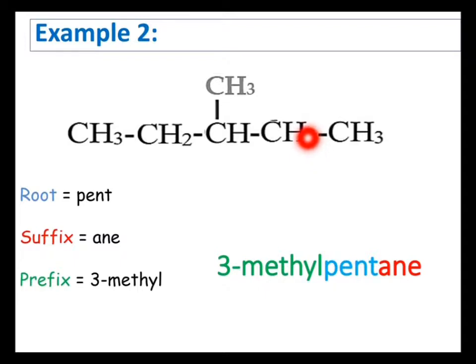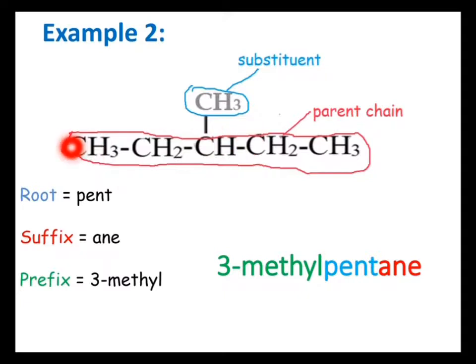Okay, so here we have our second example. Alright, so once again you have to check your parent chain. So you can start counting from here. 1, 2, 3, 4, 5. 5 carbon atoms in this straight chain of carbon atoms. But you can also try to count from here and see. 1, 2, 3, 4. So this is 4. When you count from here it is 5. So which one do you choose? The longest chain, which is 5.